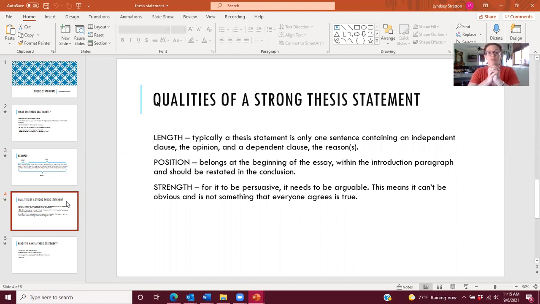The strength: for it to be persuasive, it has to be arguable. It has to kind of upset people. It cannot be obvious. It cannot be a fact. Otherwise, you are not proving something. You are just writing about something everybody knows about already.